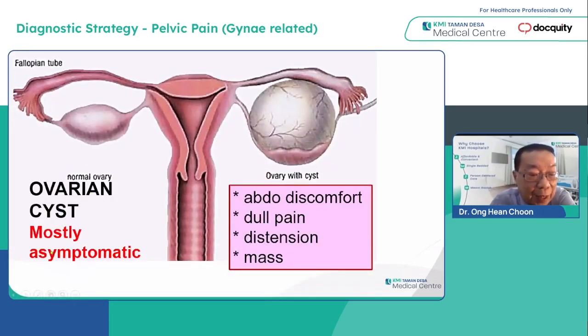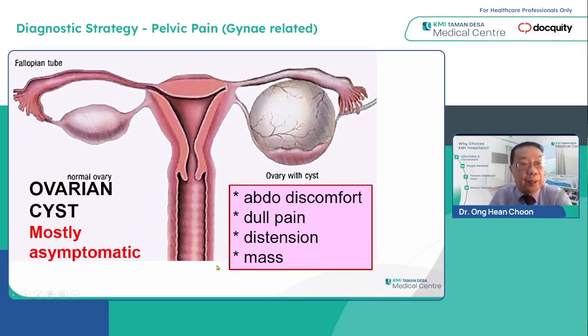Most ovarian cysts are asymptomatic. They are usually discovered during routine ultrasound scanning of the pelvis, but some of them may cause abdominal discomfort, a dull type of pain in the lower abdomen or one side. There could be slight abdominal distension, and in some cases, when it's big enough, you may be able to feel a mass. So even the patient sometimes can feel a mass.